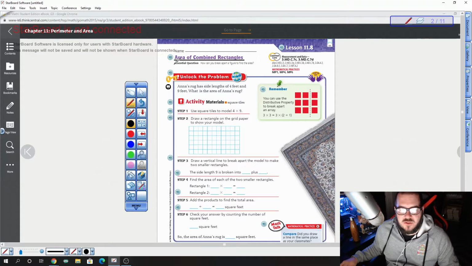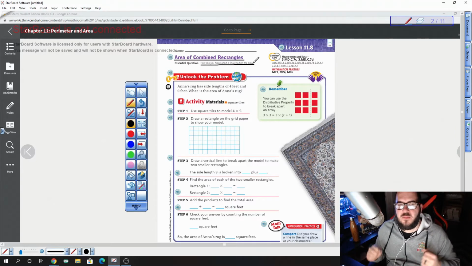Our essential question is, how can you break apart a figure to find the area? So what we're going to be doing is taking some shapes, breaking those shapes apart, and finding the area of the individual pieces of the shape.